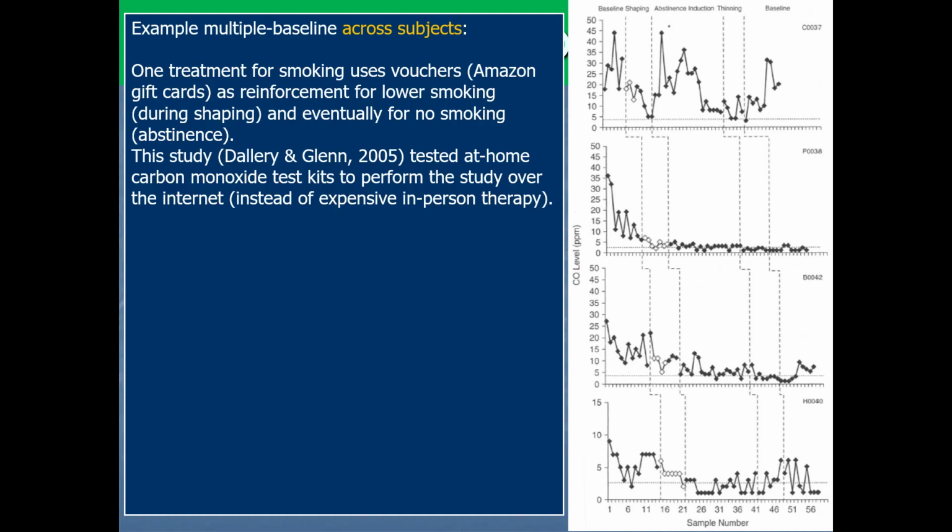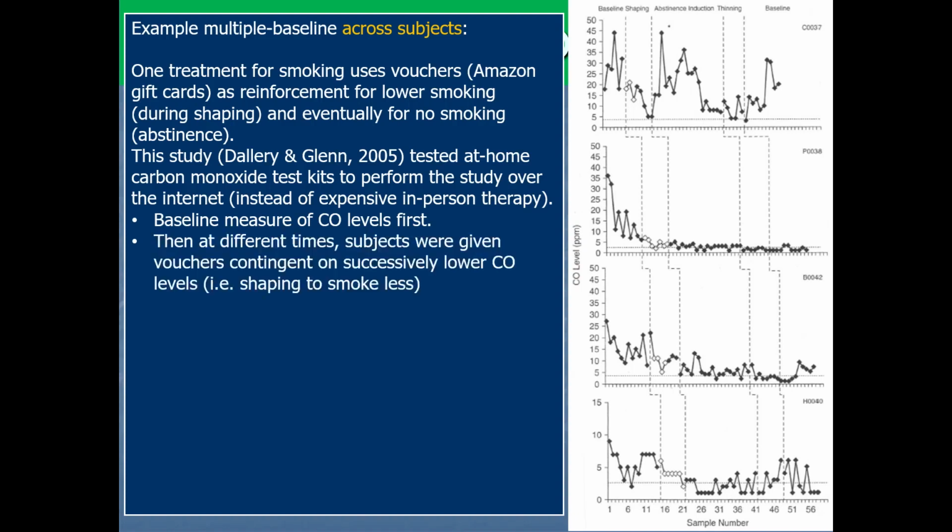So on the left side of the graph, we've got the usual baseline measure first of CO levels, right? Higher means they've been doing more smoking. Then at different time points, each subject is going to enter treatment. They're going to enter what they called the shaping phase. So the next chunk of each graph, just to the right of baseline for each person, that's the shaping phase.